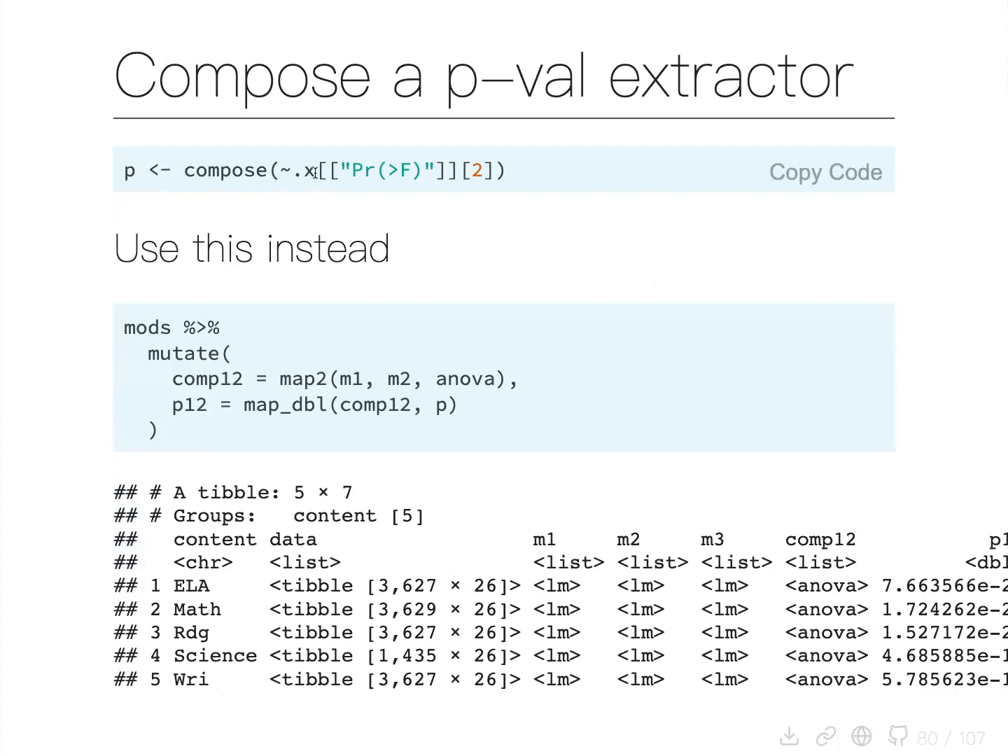Because remember, this is basically the code that we used for one ANOVA object. So instead, we just use compose, and then we use a tilde, and .x becomes our placeholder for any ANOVA object. And so then we can use that. This is now a function I'm calling p. I map through comp12, this thing I fit up here, and I pass it p, and we get the same p value. So this is just, very quickly, another way to write functions.